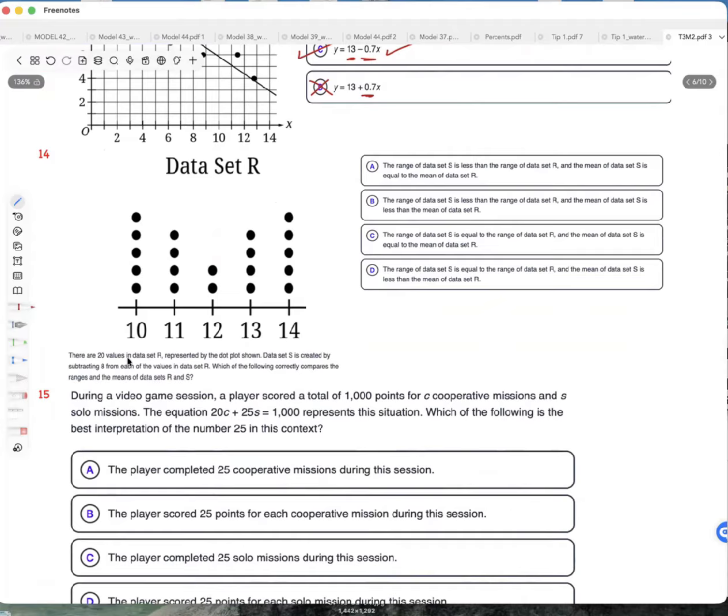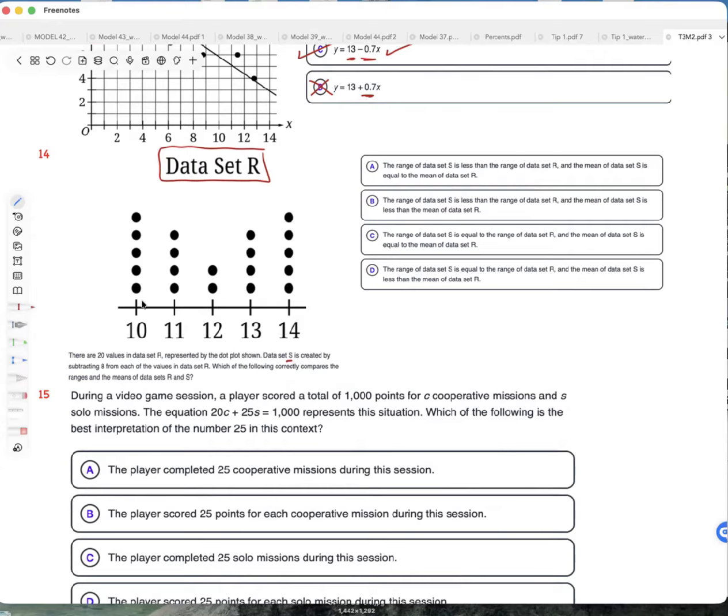There are 20 values in data set R, represented by the dot plot shown. Data set S is created by subtracting 8 from each of the values in data set R. Which of the following correctly compares the ranges and the means of data set R and S?